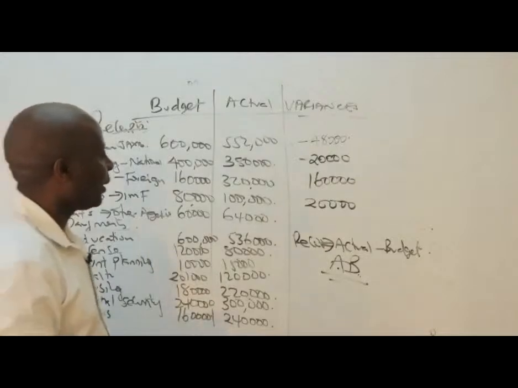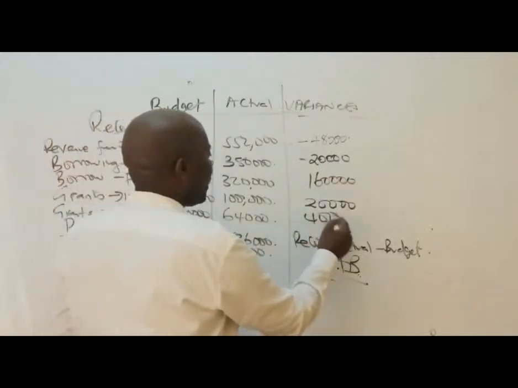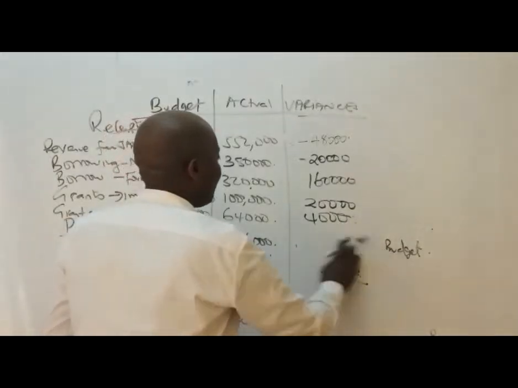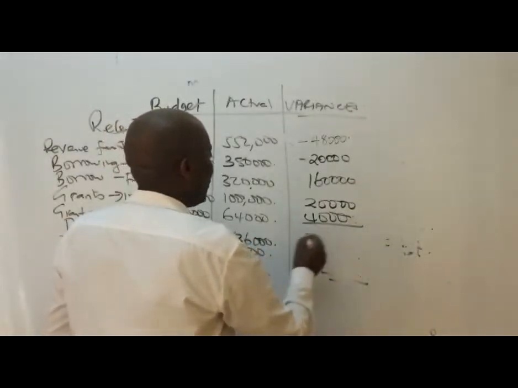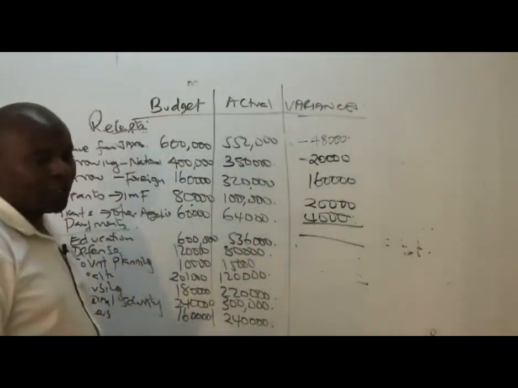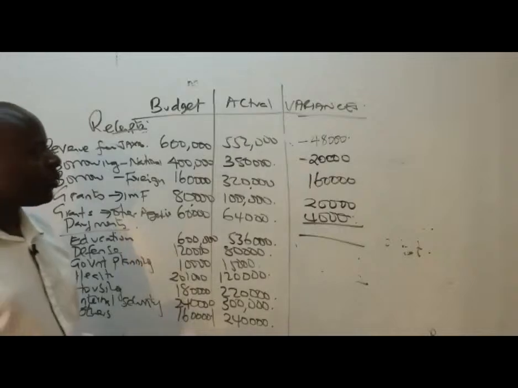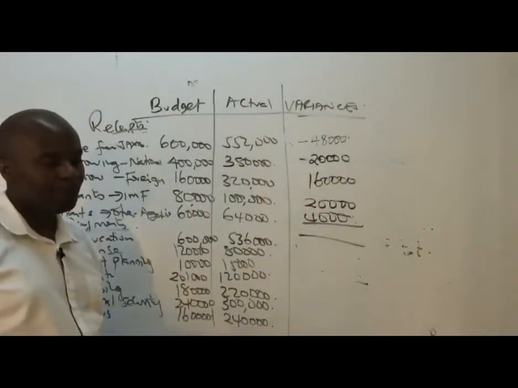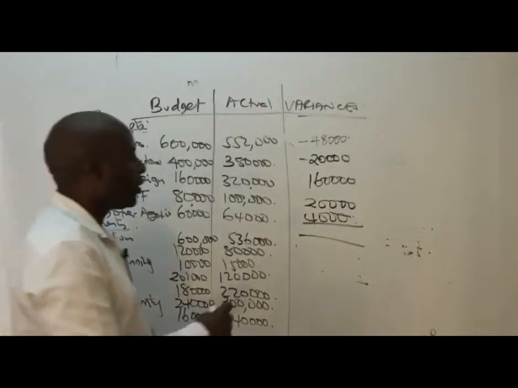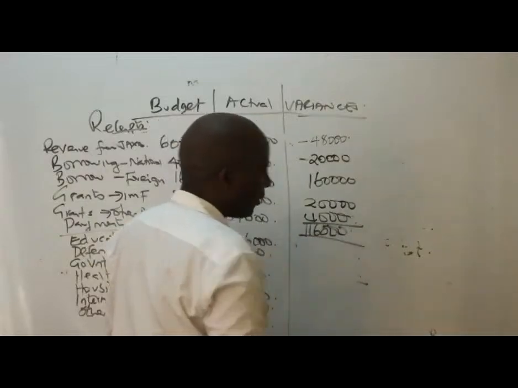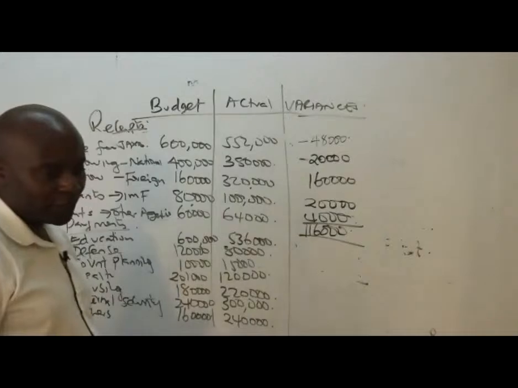4,000 like that. So then please come and give me the total here. Give me the total variance for the revenues. What do we have? Somebody minus 48 minus this plus this. 116,000. Is there anybody who is getting this? 116,000 positive like that.